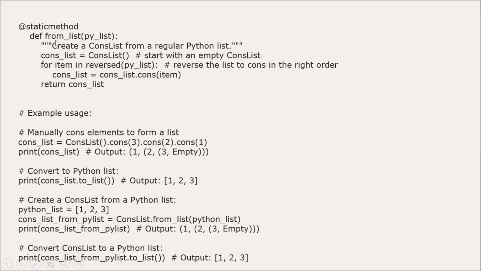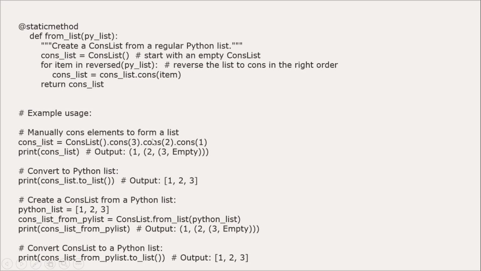Next, we are defining a function to create a cons list from a regular Python list. We are creating the Python list, we are assigning the cons list, and we are checking the items in that Python list, assigning each value in the list and returning the cons list.